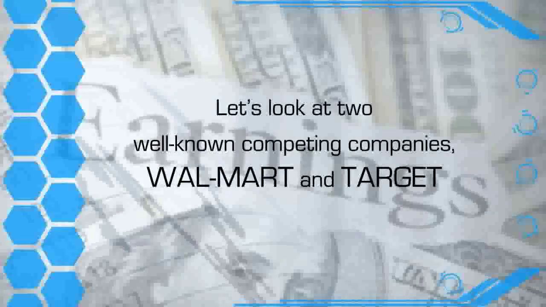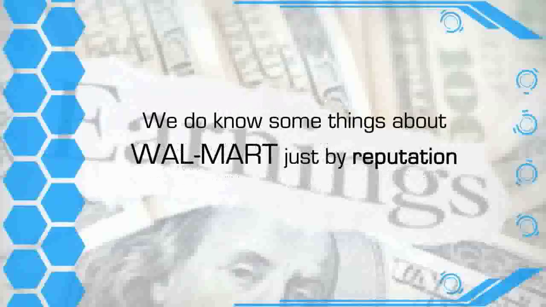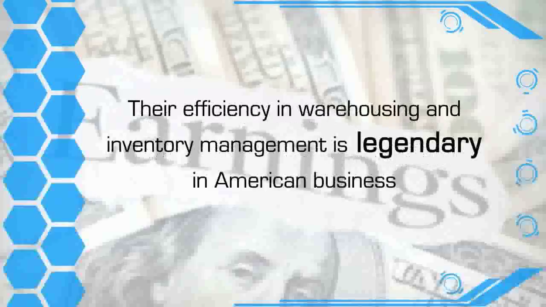Let's look at two well-known competing companies, Walmart and Target. They vary greatly in size and number of stores, but they are both discount variety retailers and sell the same sorts of merchandise, including groceries. We do know some things about Walmart just by reputation alone. Walmart is very aggressive on low prices, and they achieve this by aggressive purchasing and aggressive cost containment, especially when it comes to inventory management. Their efficiency in warehousing and inventory management is legendary in American business. Let's see how these two companies compare in the 12 months ending in January of 2012.